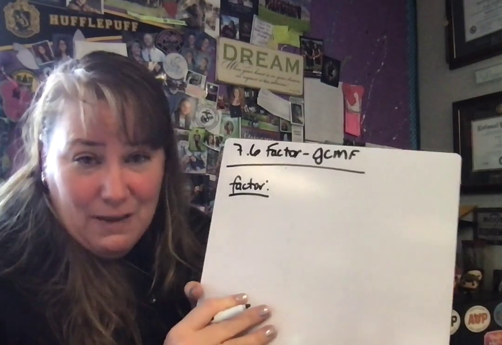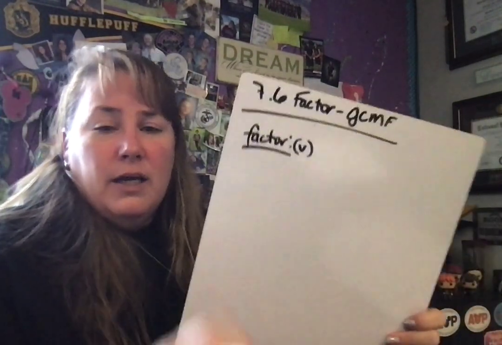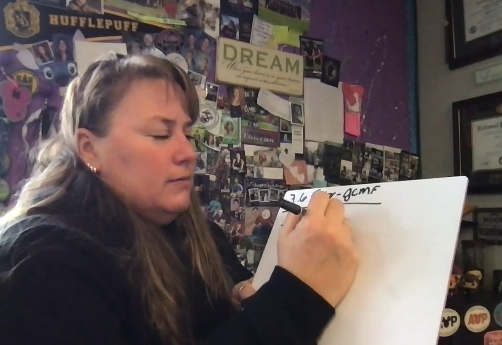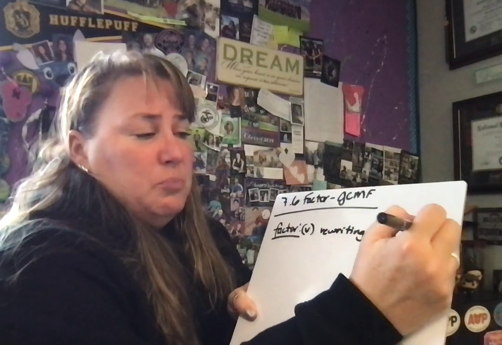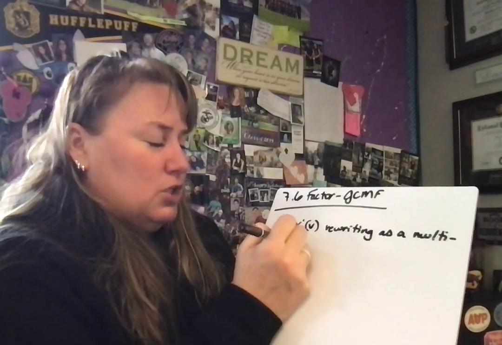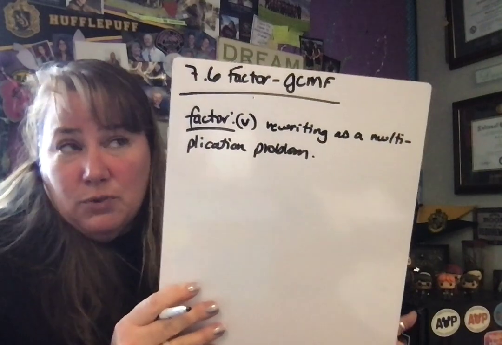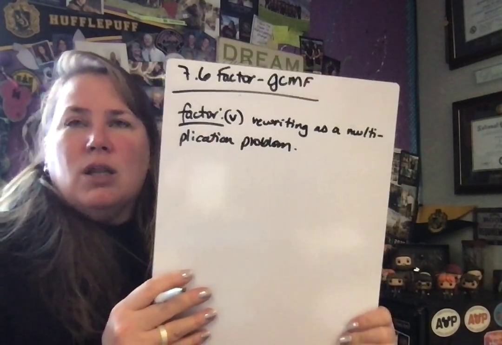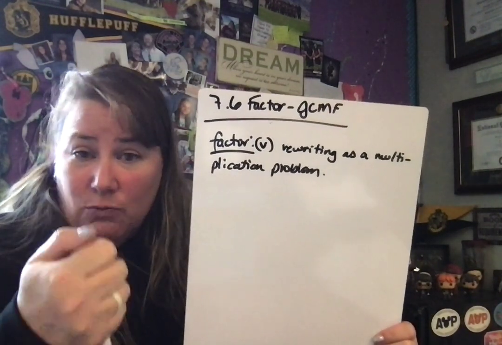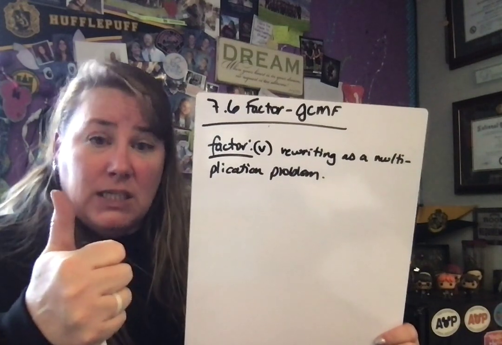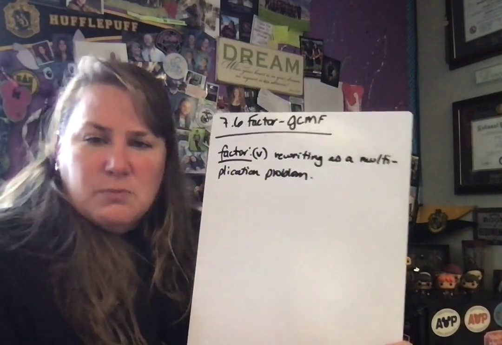Because there's a factor noun and there's a factor verb. So we are going to do the verb. Okay? So when you factor something, you are rewriting it as a multiplication problem. That's really what happens when you factor something. Like when I say list the factors of 18, you're going to list 2 numbers that multiply to get to 18. So 1 and 18 would be factors of 18. So it's 1 times 18 to get 18. 2 times 9, 6 times 3.